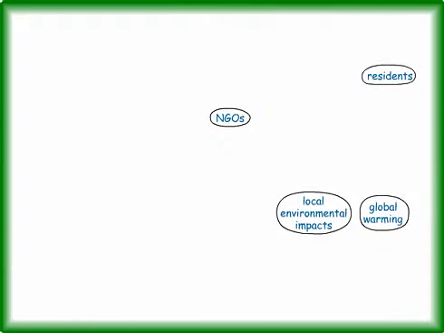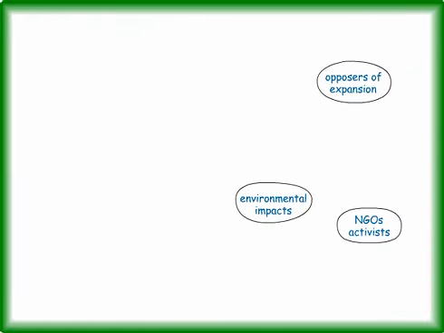For the influence diagram, I selected various components and subsystems from within the systems map that seemed to affect each other. For example, the opposers of expansion provided information on the environmental impacts of aviation and airport expansion.